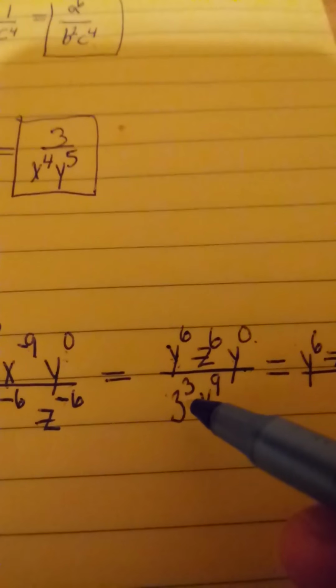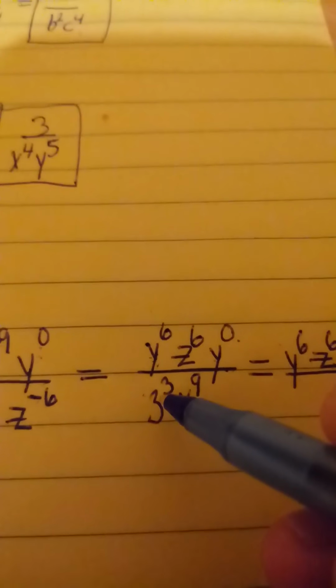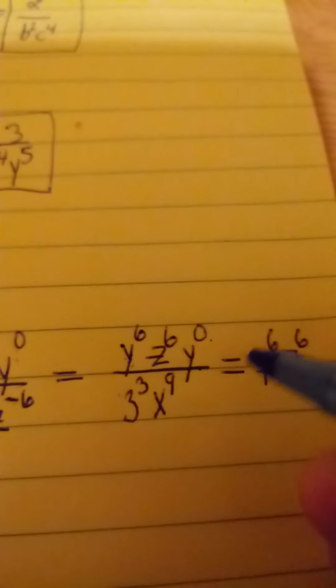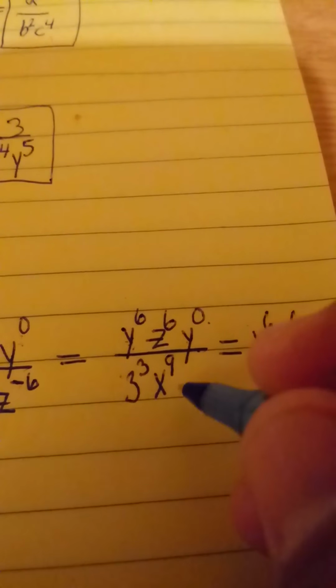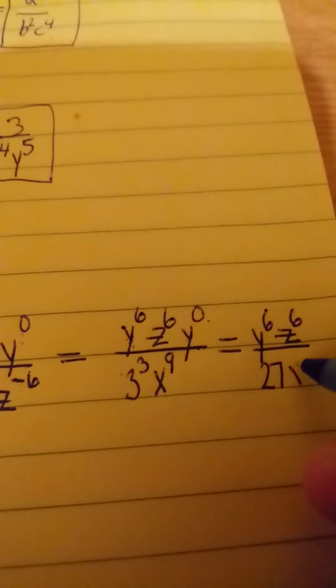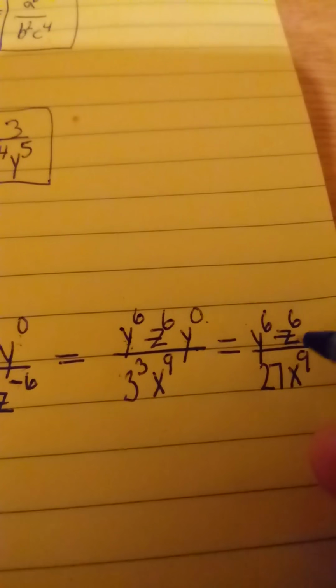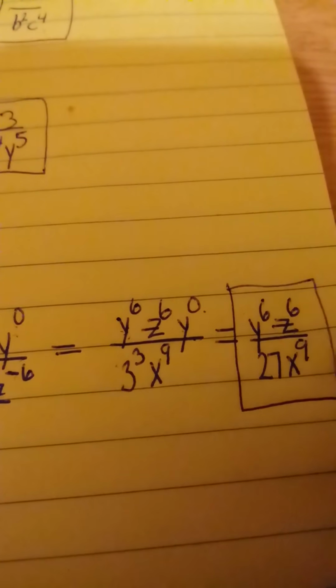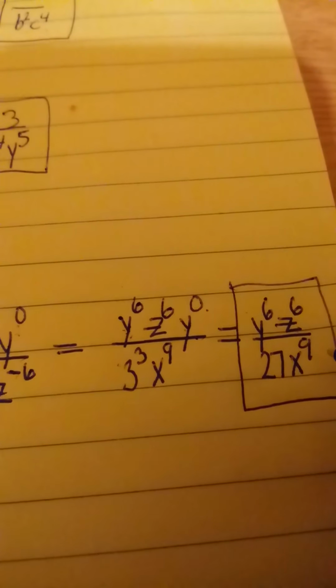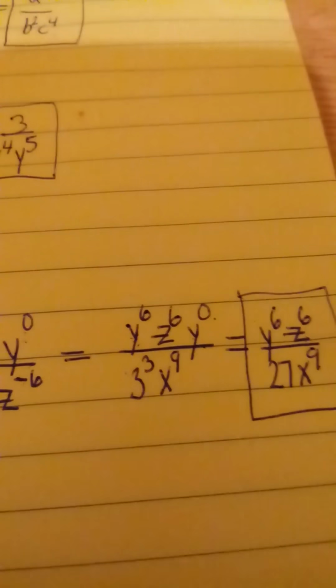We need to simplify 3 raised to the third, which is 3 times 3 times 3. That will give you 27. And the x to the 9th will stay on the bottom. And that will be your final answer right there: y to the 6, z to the 6 over 27 x to the 9th. This concludes part 2.